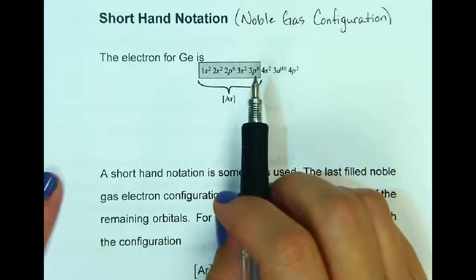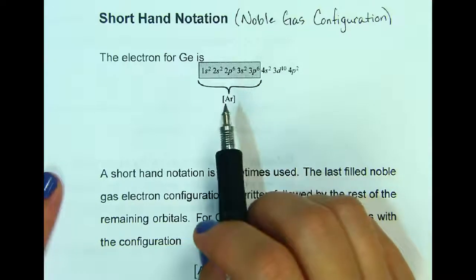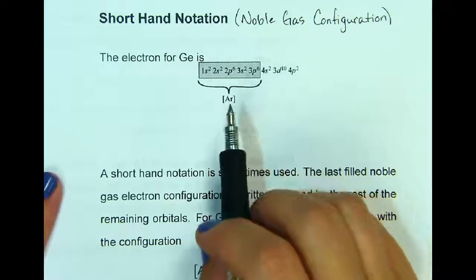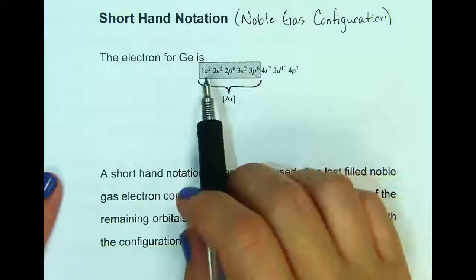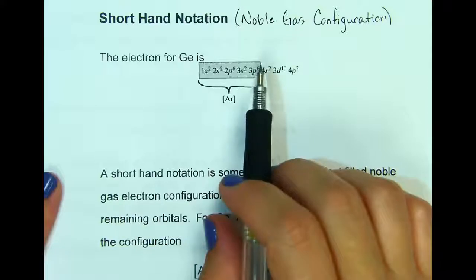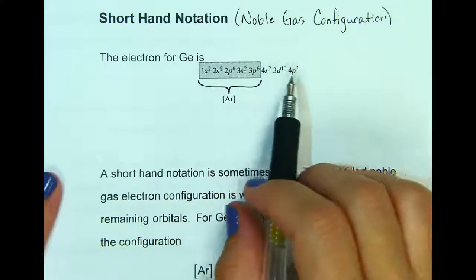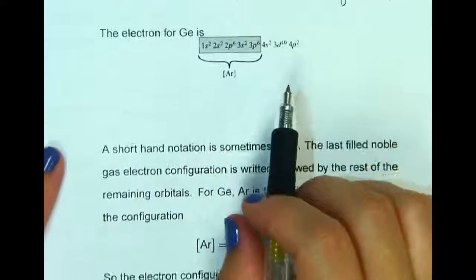So we go to the end of row 3 to find the noble gas, which happens to be argon. We place argon in brackets, and that's going to be the abbreviation for rows 1 through 3. And then we continue from the beginning of row 4 on to where germanium is located on the periodic table.